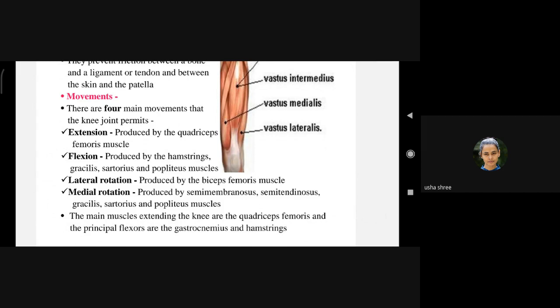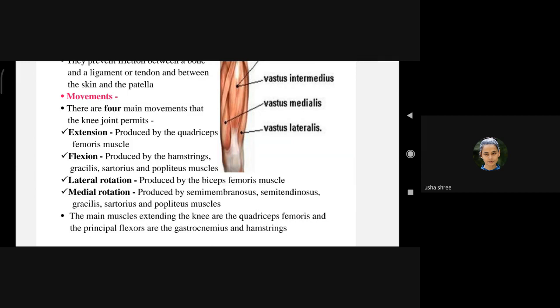Flexion is produced by hamstring, gracilis, sartorius, and popliteus. These are the muscles on the back side of our upper leg, and they are responsible for flexion. Now, next is lateral rotation, produced by biceps femoris muscle.